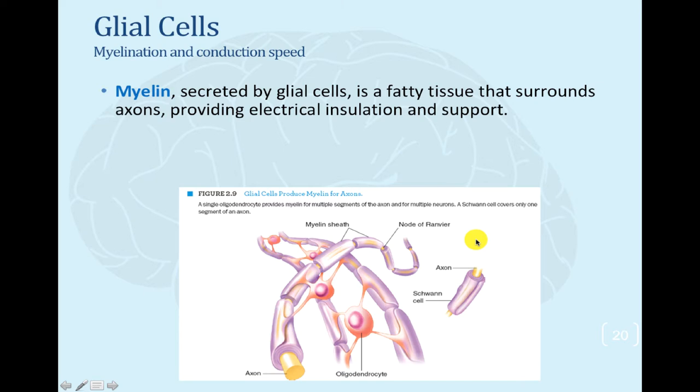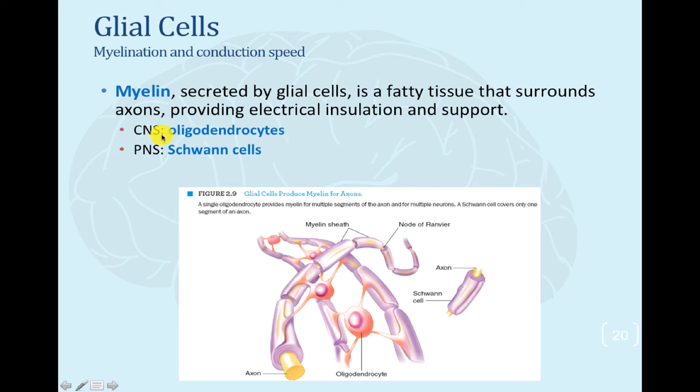Now let's talk a little bit about the role of glial cells here. Remember the myelin that's on the axon? The action potential is traveling through the axon, but the myelin actually plays an important part in providing insulation and support. So let's take a look at how that works.